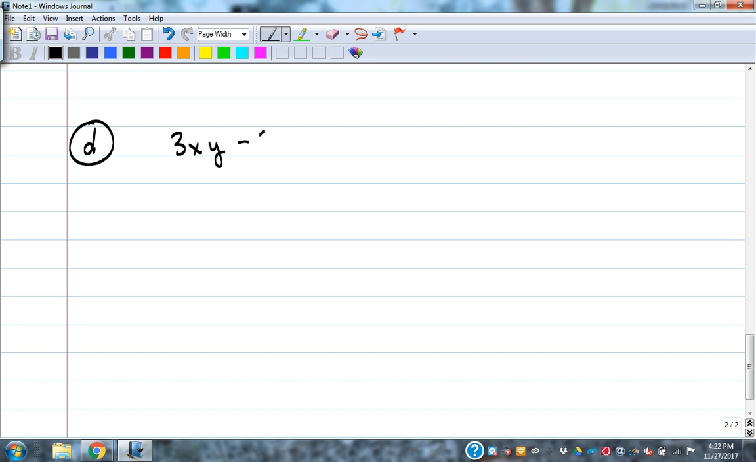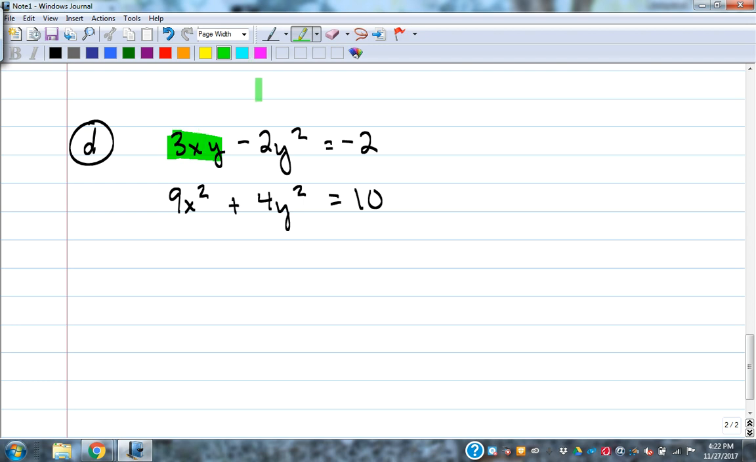3xy minus 2y squared equals negative 2. 9x squared plus 4y squared equals 10. All right. This is a very strange one because you have that piece right there. That's the weird thing. The xy term. Okay. Anytime you have an xy term in there, it makes things a little bit more difficult. Makes it harder to work with a problem. So you've got to do almost like a double substitution type thing to get things to work.